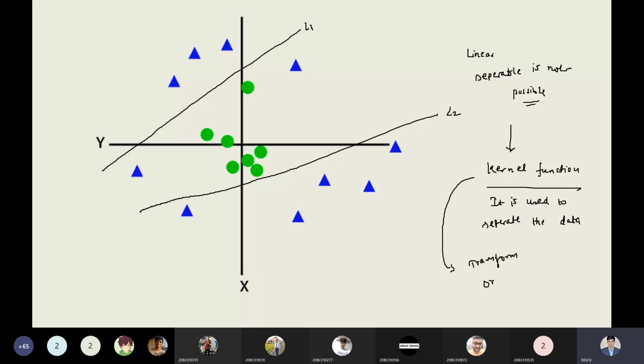To transform data from one dimension into another dimension. I'm writing it in a very simple way: another dimension of data. It means if you have one dimension, you will transform it into two dimensions. And if you're unable to separate the data in 2D, you will transform from 2D to 3D. This is the problem we have in the non-linear SVM, that is, the non-linear support vector machine.